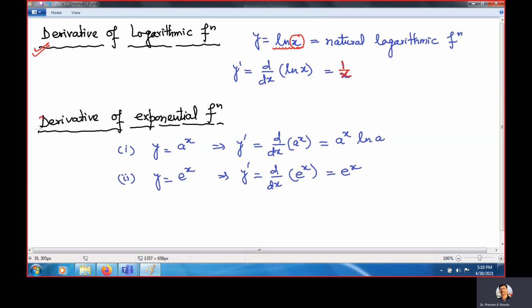And the derivative of an exponential function is of two types. One is a power x, and the derivative of a power x, my dear friends, is a power x, with only one extra term you need to write, ln a, the logarithmic function of a. Clear? And if e to the power x is there, the derivative is the same, e to the power x.